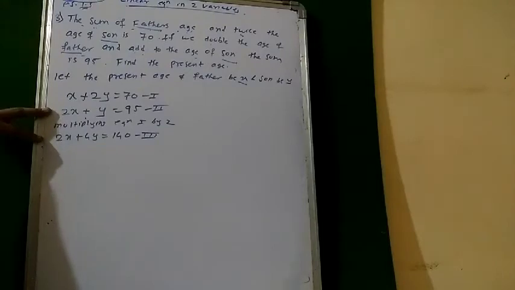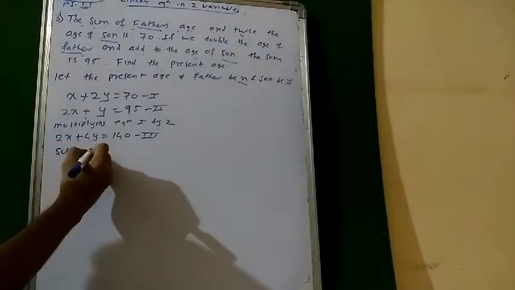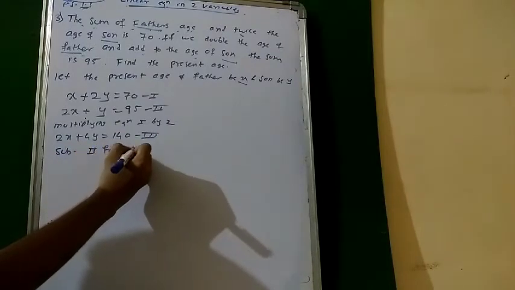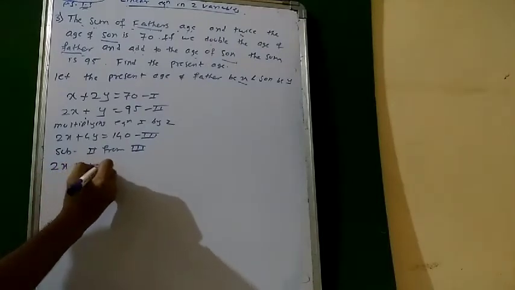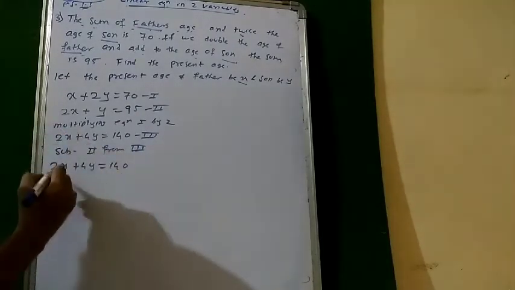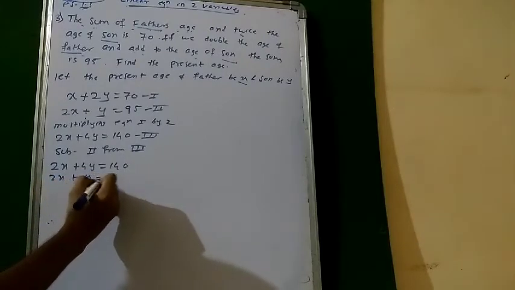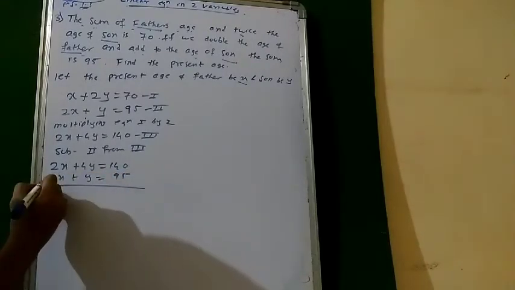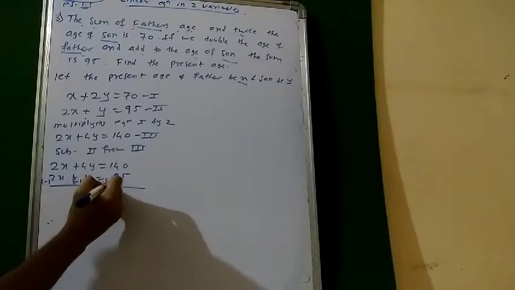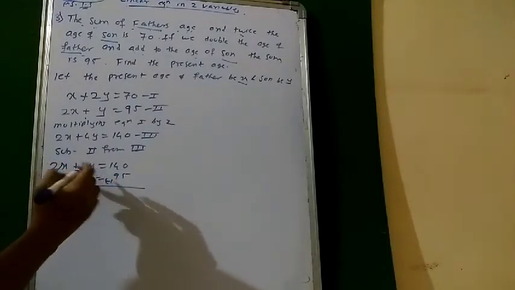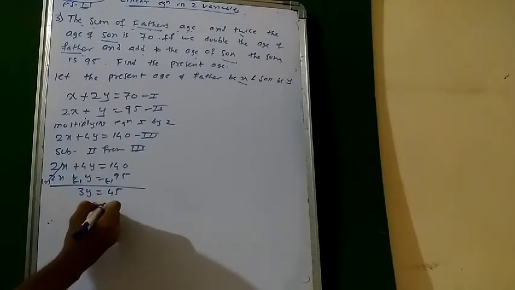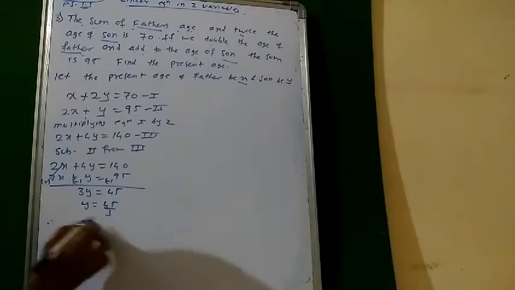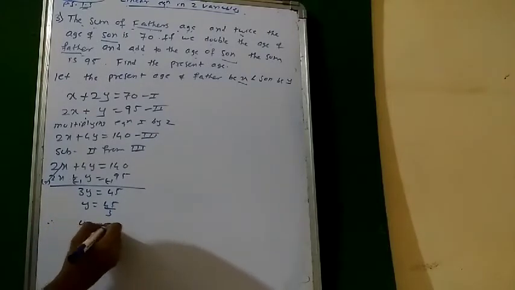In equations 2 and 3 we have 2x with plus signs, so subtracting 2 from 3. What is 3? 2x plus 4y is equal to 140. And what is 2? 2x plus y is equal to 95. So the signs will change. This gets cancelled. 4 minus 1 is 3y. 140 minus 95 is 45. y is equal to 45 upon 3, which gives me 15.